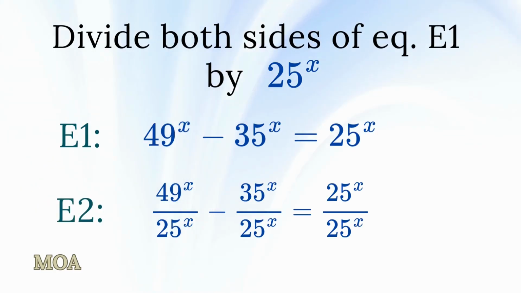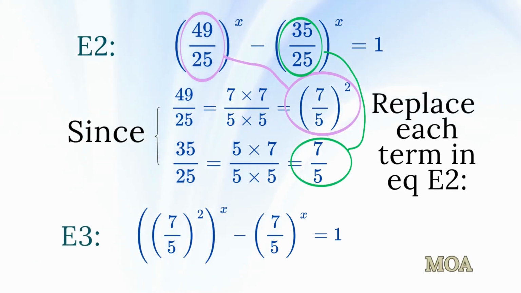First, let us divide both sides of equation E1 by 25 raised to the power of x, which gives us the equivalent equation, denoted E2. Since 49 over 25 equals (7/5)², and 35 over 25 equals 7 over 5, let us replace each term in equation E2, which becomes equivalent to the equation E3.